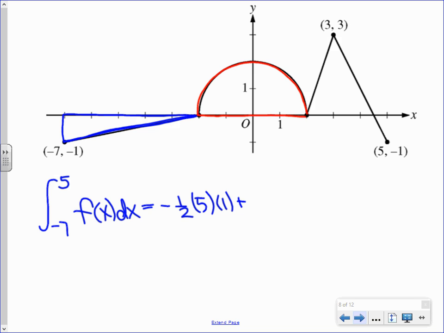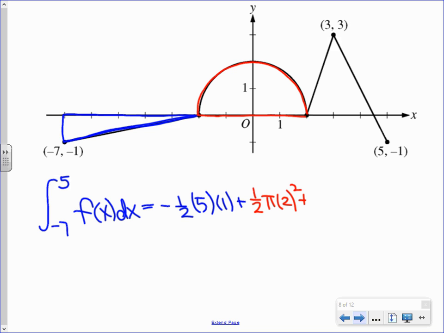Okay, so we're going to calculate this area. Semicircle, 1/2 pi r squared. And what's our radius? All right. Next, we have a triangle.